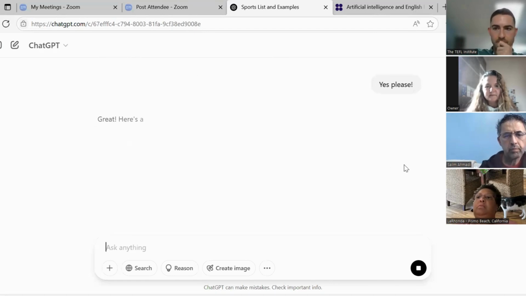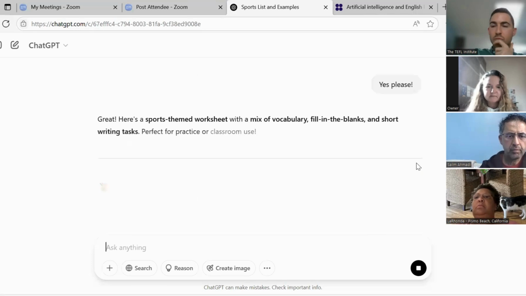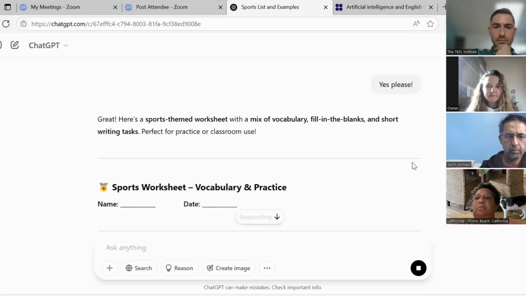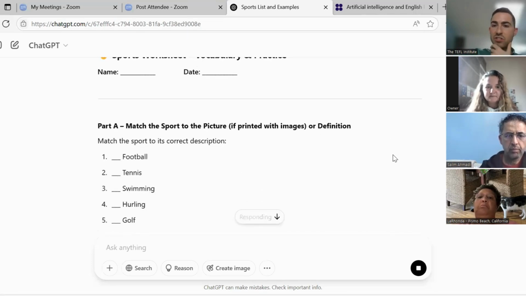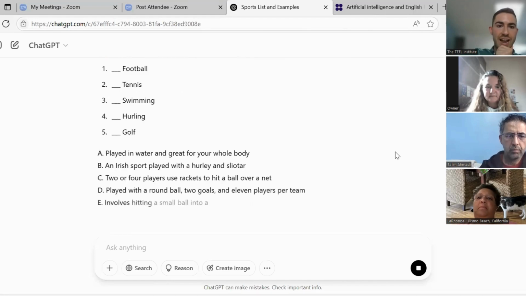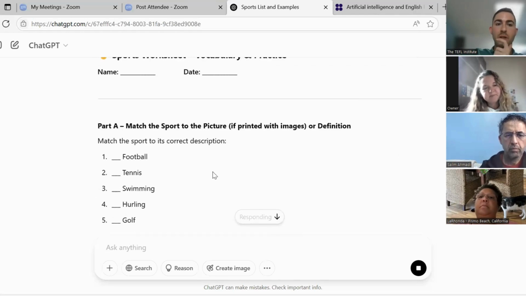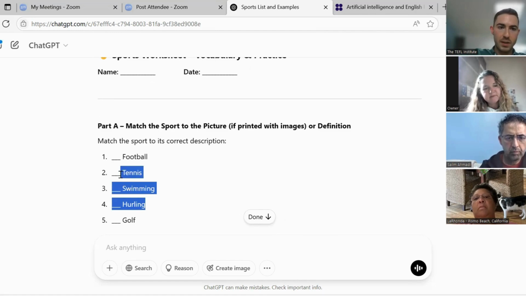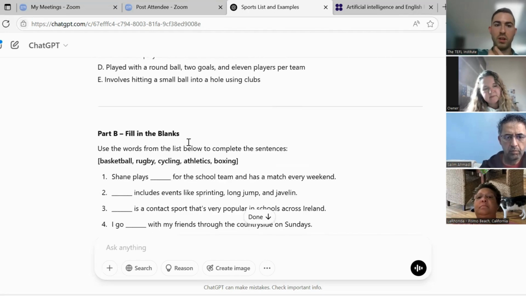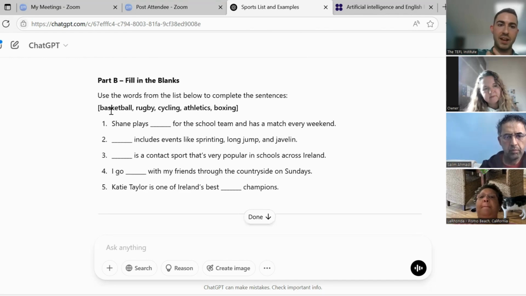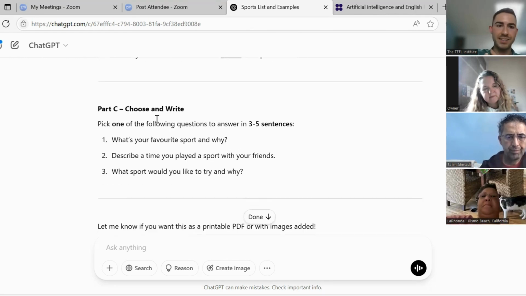That's amazing. Right here, we're in the lesson. It's now generated a worksheet with different tasks. Part A, for example: I've already taught students these sports in the last lesson. Now they need to match these sports to the description of the sports below. Then they move on to part B and they have to put the sports into the right blanks. Part C, they have questions.